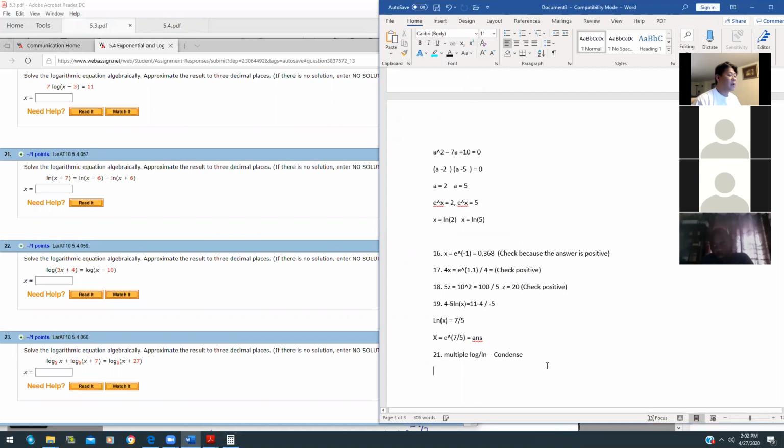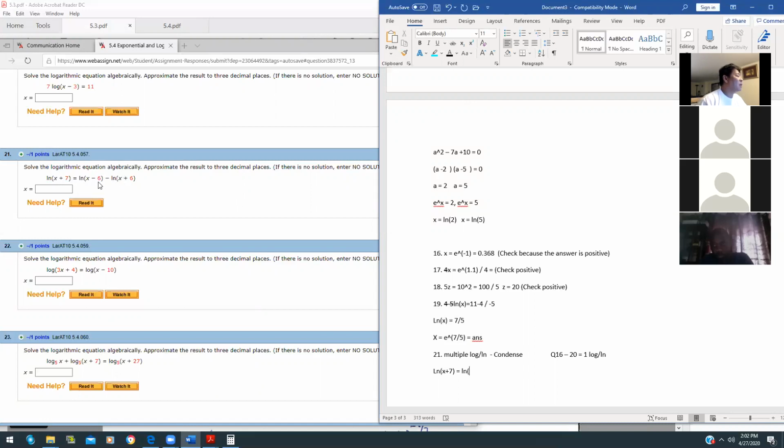So what we do here in 21 here is you have to condense. This is 1 ln, which is fine. But for the other case, it's 2 ln. So we have to condense this. So how do we condense the right-hand side here?